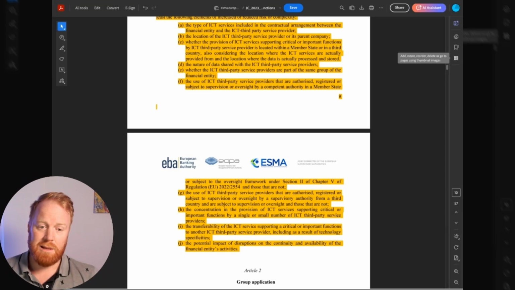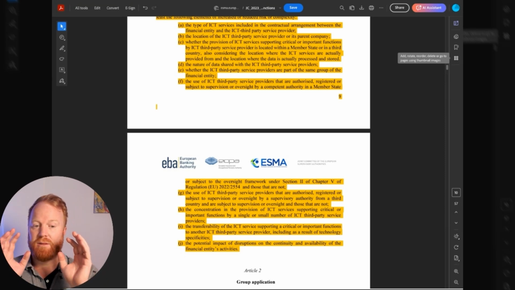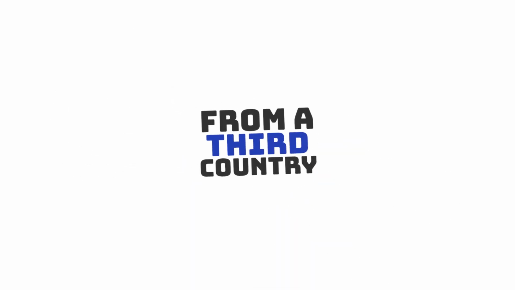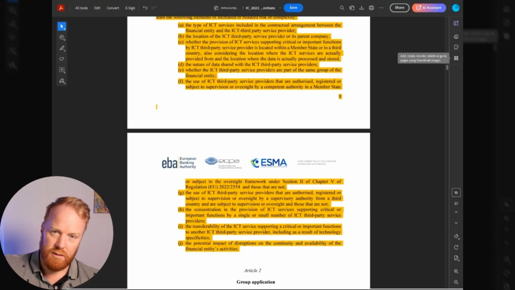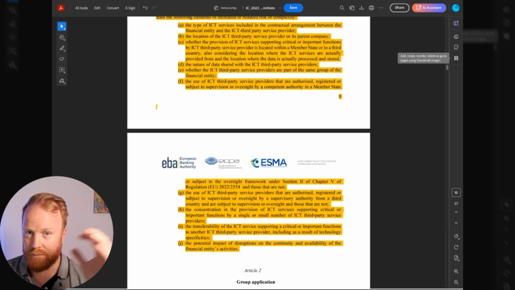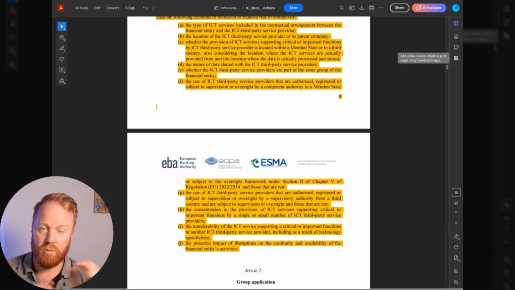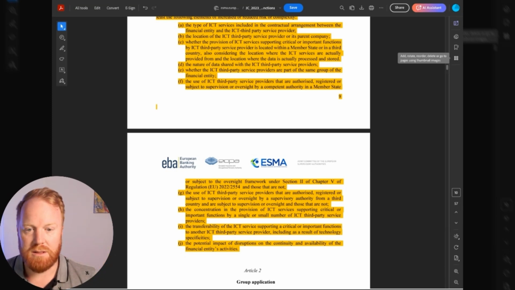Additionally, the policy should check if the providers are authorized, registered, or supervised by a supervisory authority from a third country. So, okay, if they're in America, are they covered by another regulation? What is it? Can I see the paperwork, and what controls match with what? Again, that's regulatory status, number six.